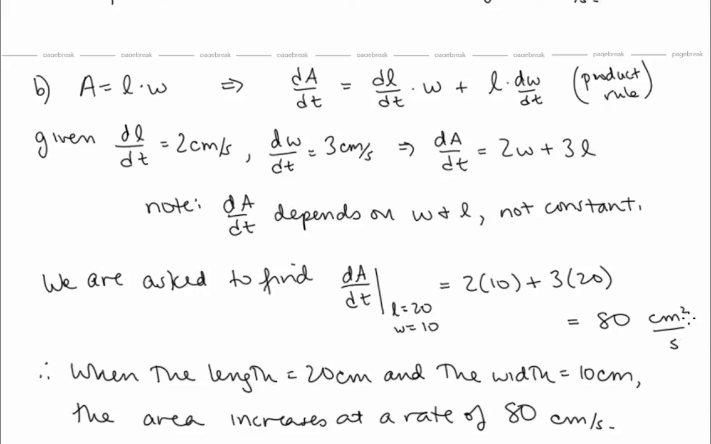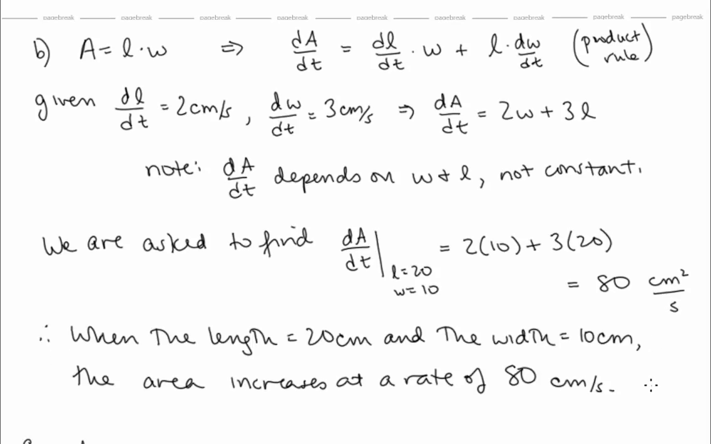And notice the units here, we're talking about area divided by time. So the units of area here are going to be centimeters squared, and units of time still seconds. So to answer part B, we want to say when the length is equal to 20 centimeters and the width is equal to 10 centimeters, the area increases at a rate of 80 centimeters squared per second.